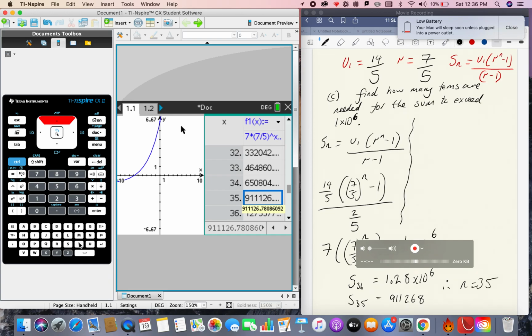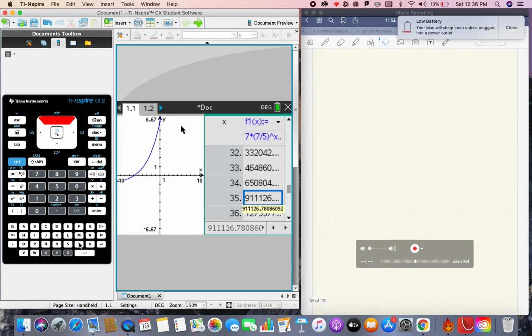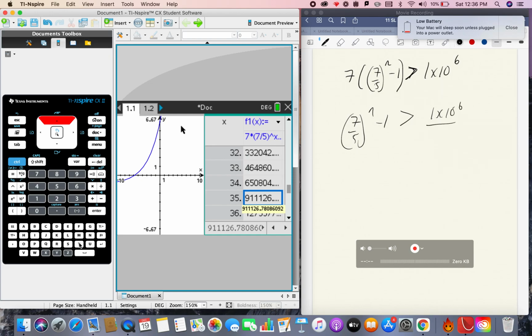If we carry on from this particular spot here, let's just do this in an algebraic way. So let's just copy this. Let's put another page in afterwards. Let's paste it. Now you can see that n is just in one location, so we should be able to unpack this, shouldn't we? 7 over 5 to the n minus 1 is greater than 1 times 10 to the 6 over 7. And then 7 over 5 to the n is greater than 1 times 10 to the 6 over 7 plus 1.